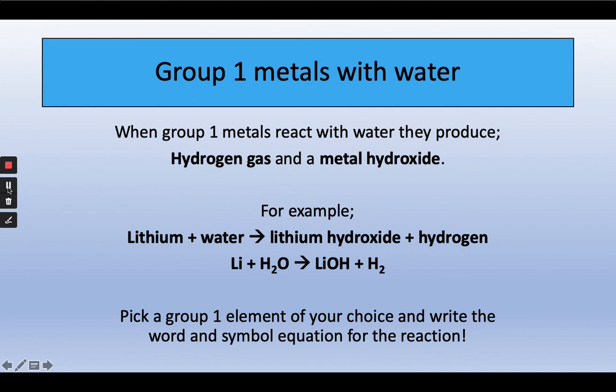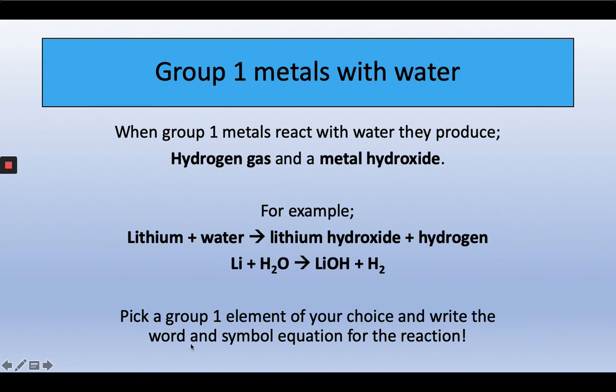Let's have a look at what's happening then when you react these metals with water in word and symbol equations. So when group 1 metals react with water, they produce hydrogen gas and a metal hydroxide. So we're producing 2 products this time compared to 1 product with the reactions with oxygen. So here's our example, lithium, our group 1 metal, with water. These are the reactants, and we form lithium hydroxide and hydrogen. Just looking at the symbol equation there, lithium, Li, plus water, H2O, gives us lithium hydroxide. Hydroxide is OH. Okay, lithium hydroxide, LiOH, plus hydrogen, which is H2.